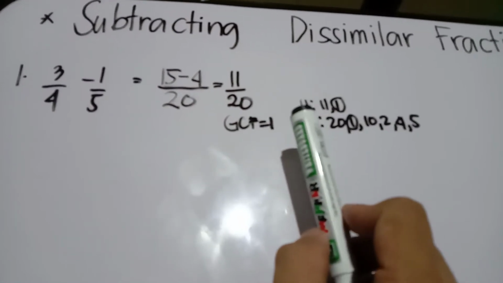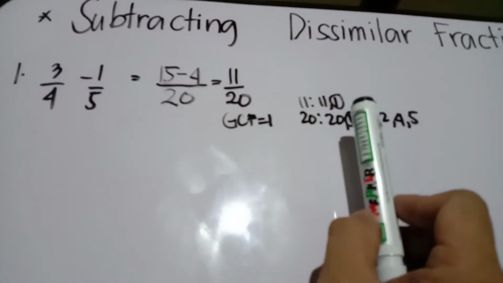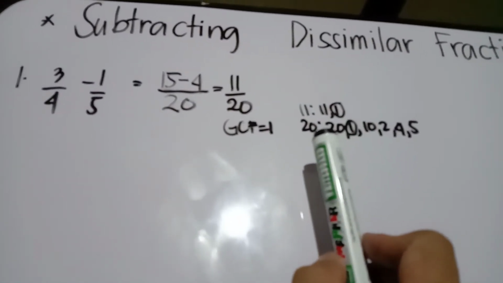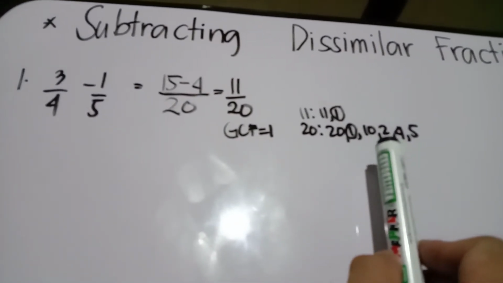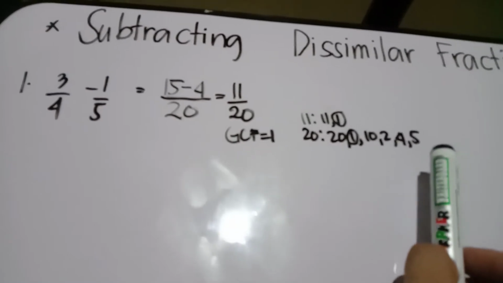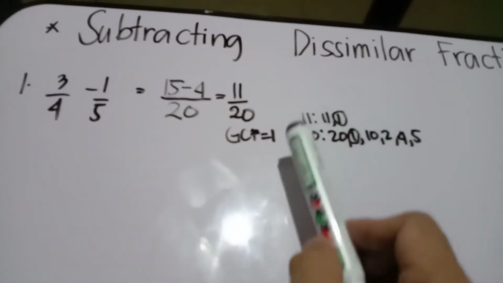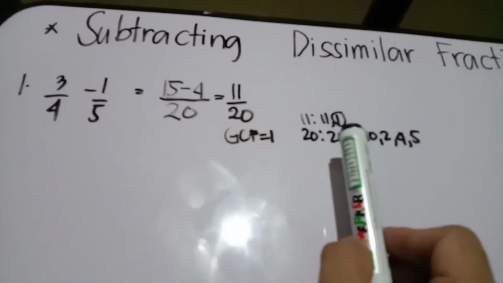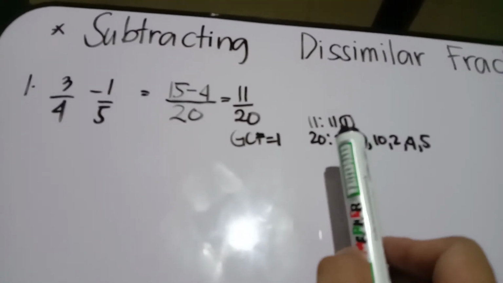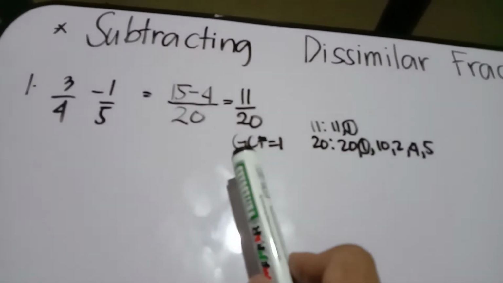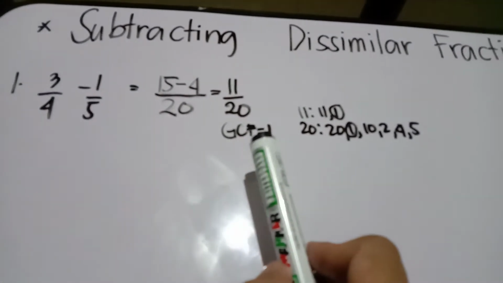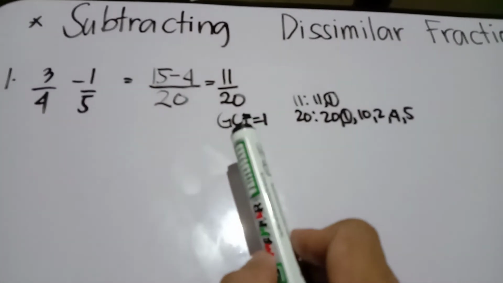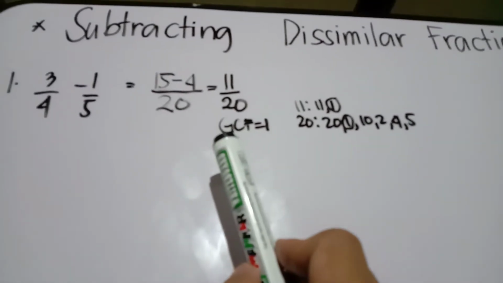So the factors of 11 are 11 and 1, while the factors of 20 are 20 and 1, 10 and 2, 4 and 5. Now, based on the factors that we have here, 1 is the common factor. So 1 is our GCF. So again, kapag yung GCF ng isang fraction is 1, ibig sabihin yan, that fraction is in lowest term.